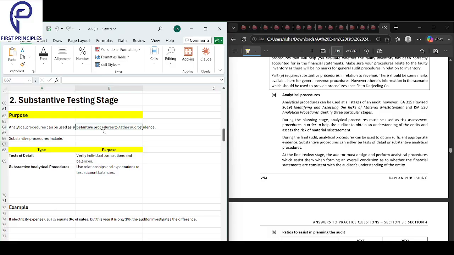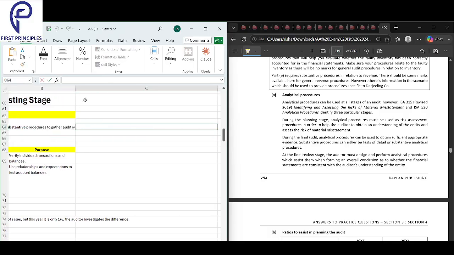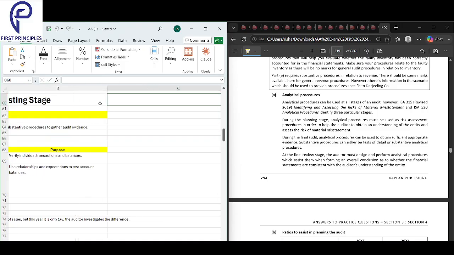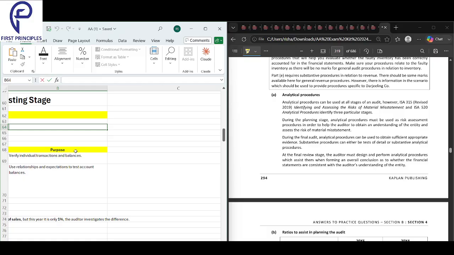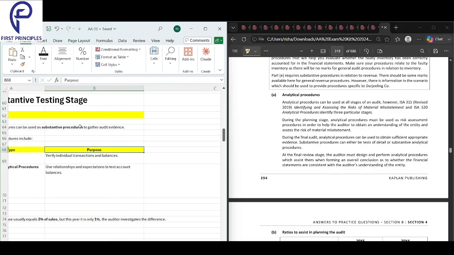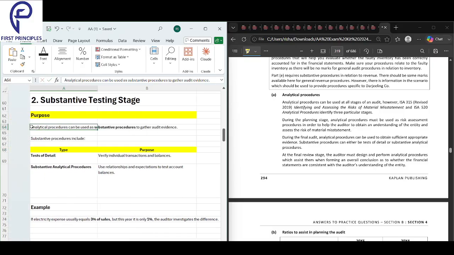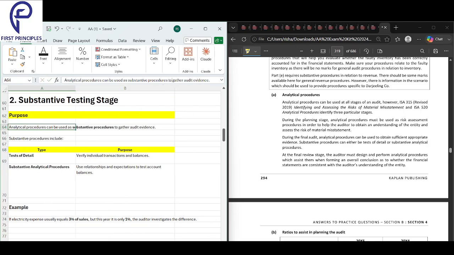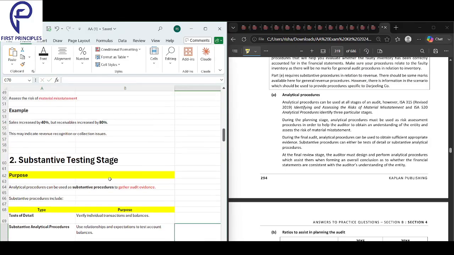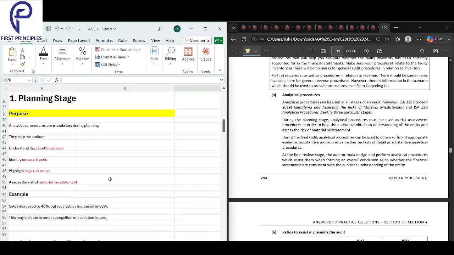In the substantive stage, it is mainly used to gather audit evidence. That is the main reason why it is used in the substantive stage. During the testing stage, why do we use it? To gather evidence. In the planning stage, why do we use it?